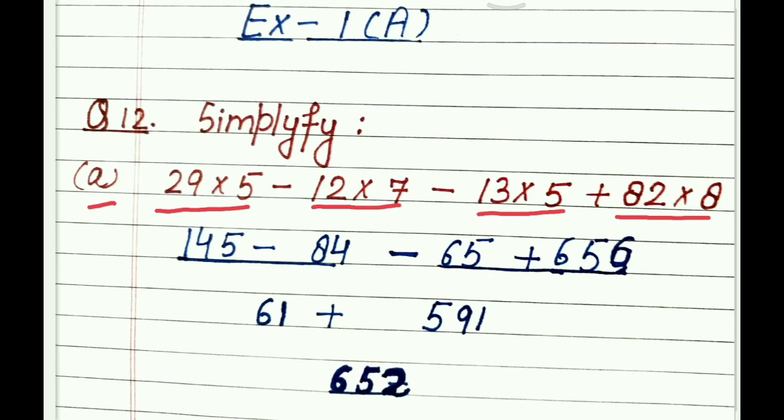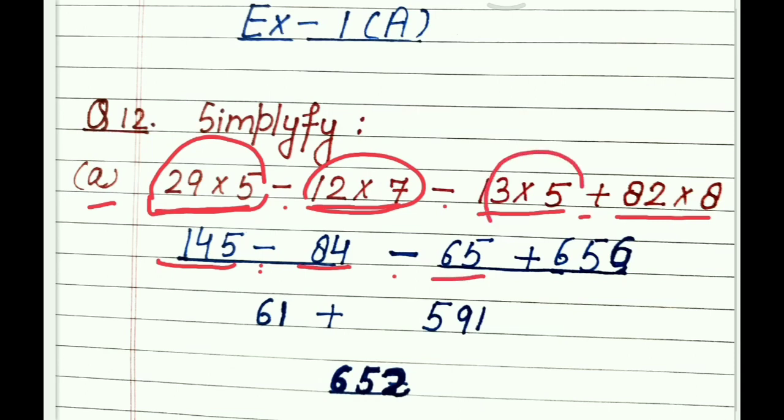Firstly we will multiply. According to the BODMAS rule, firstly we multiply because divide is not given. So firstly do this multiplication. Students, you can check the multiplication on a rough page also. 29 multiplied by 5, how much will it be? 145, minus as it is, right. Now after that 12 multiplied by 7, 12 sevens are 84, then minus 13 fives are 65, plus 82 multiplied by 8. Check on a rough page and multiply.